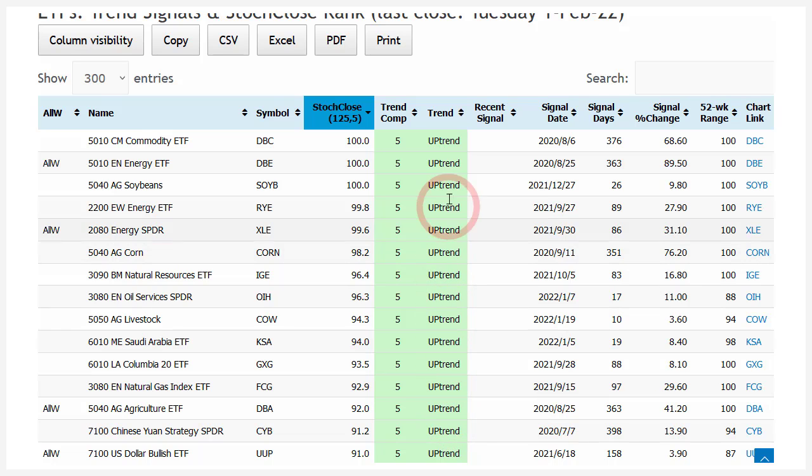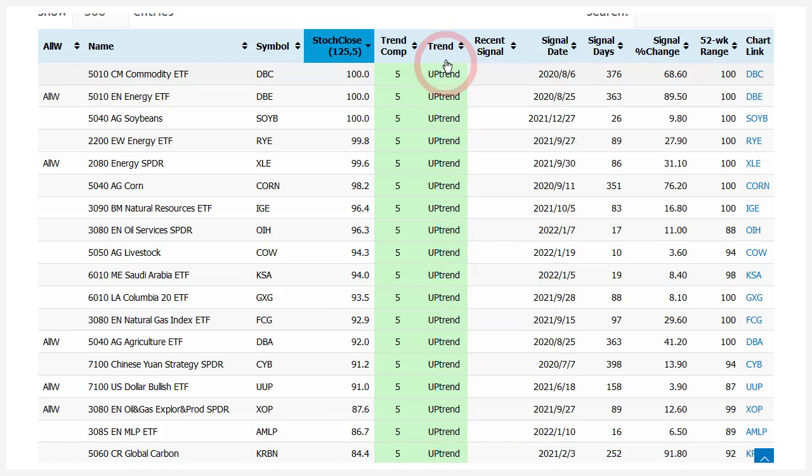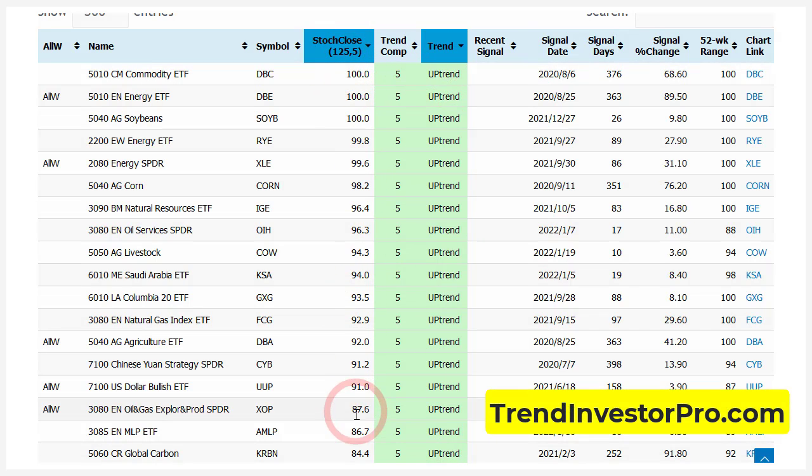So if you're looking for stocks that are in uptrends, or ETFs in this case, you can sort by the trend, and then you can see the StochClose there. So what I can do is I can do a double sort. I can hold down the shift key here, and I will sort by the trend. And I've got uptrend here, and then I will sort by the StochClose value. So now I've got all the uptrends ranked by StochClose values.